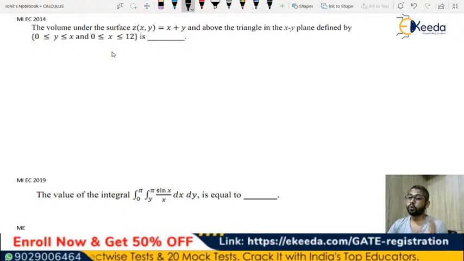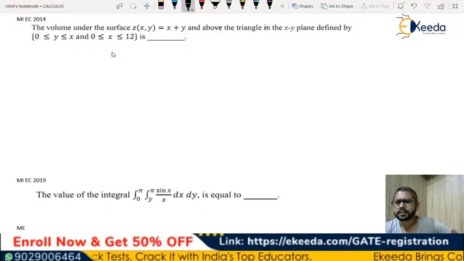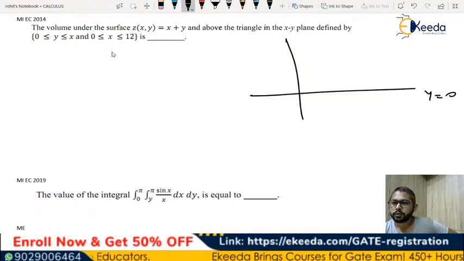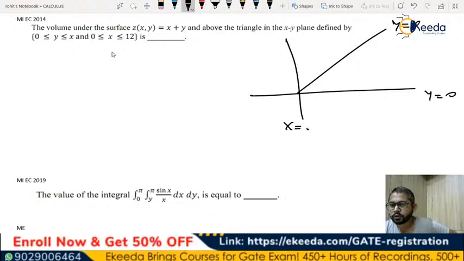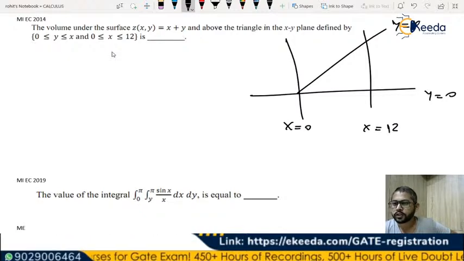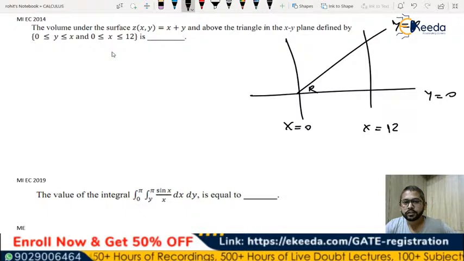One thing I would like to talk about is the region first. The region is y equal to 0, so this is y equal to 0. y is equal to x, so this is y equal to x. x is equal to 0, so this is x equal to 0, and x is equal to 12, so this is x equal to 12. Of course, you can see this is the region bounded.